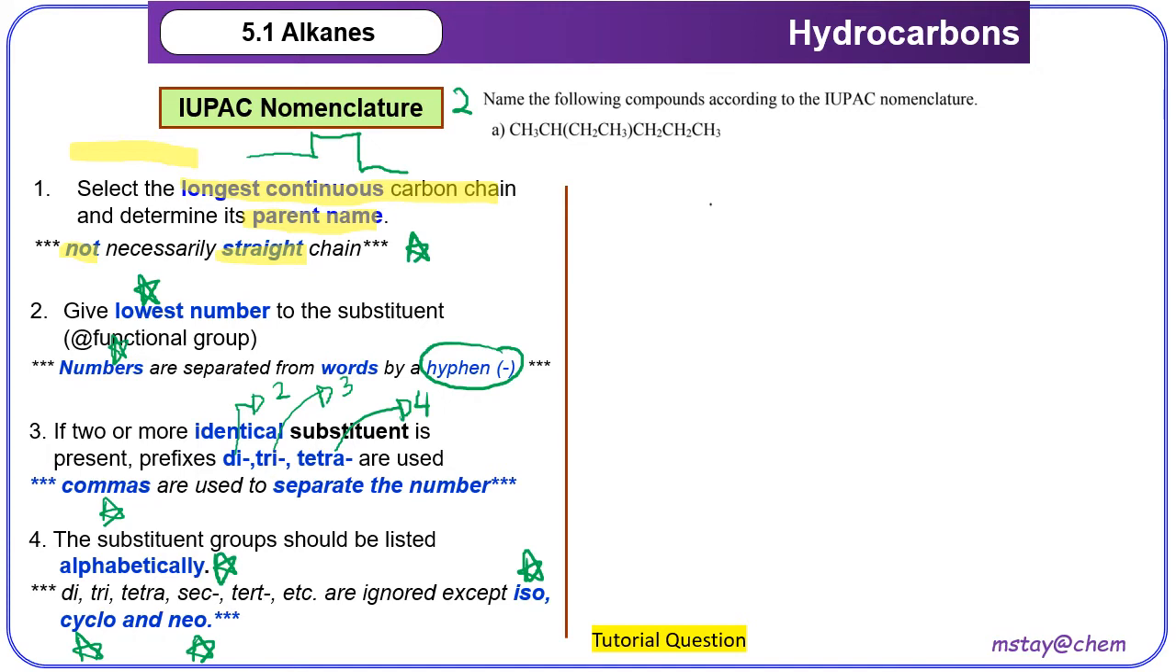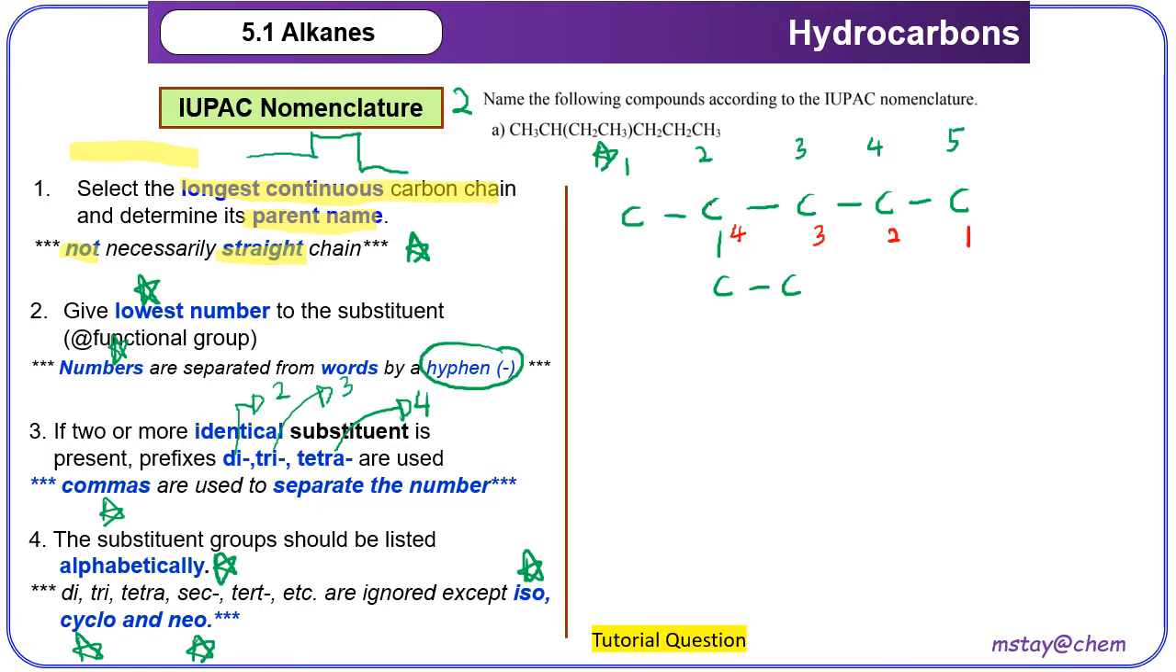From here we try to draw out the structure: CH3, which is the substituent, with CH2, CH3, and then we have CH2, CH2, CH3. At this point, normally I will not write out the number of hydrogens first. Like just now, we say that we need to select the longest carbon chain. For this one, when we count from the left to the right, it is 1, 2, 3, 4, 5.